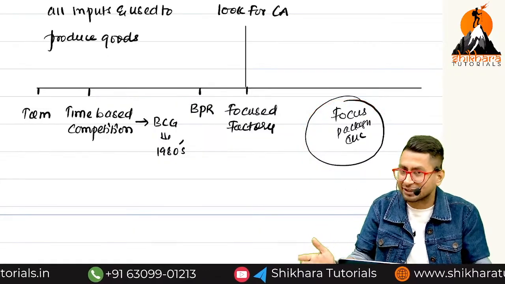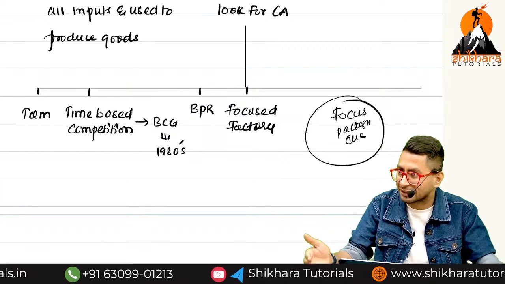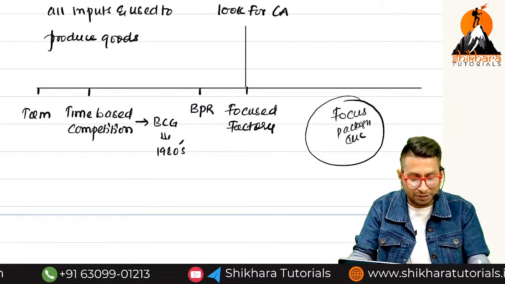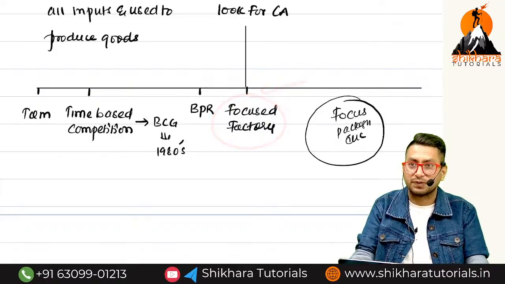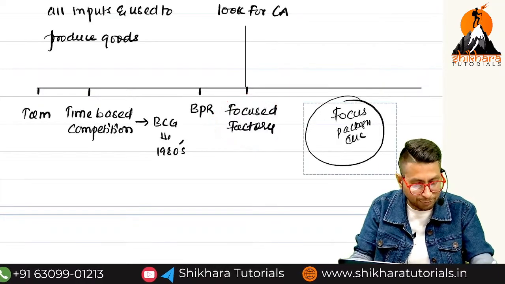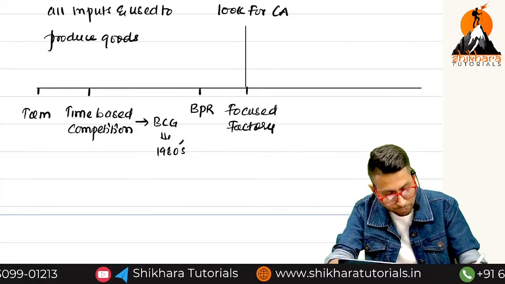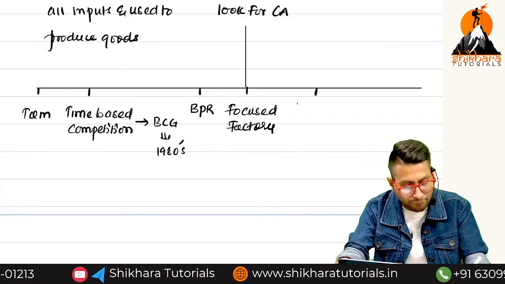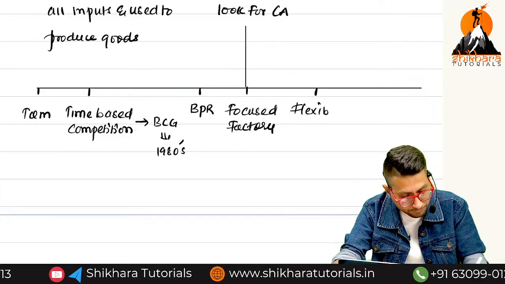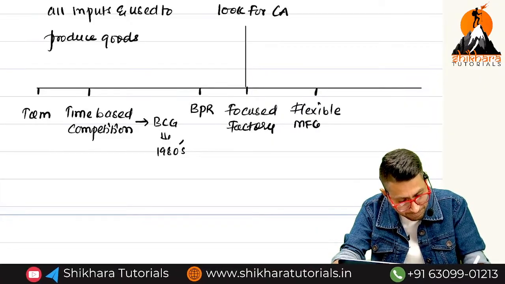Is it doing many things like Haldiram, or like Reliance, or only one thing? That is an example of what? Focused factory. Is that an advantage? Yes, because you will achieve perfection. Then what else can I do? I can also go for flexible manufacturing.